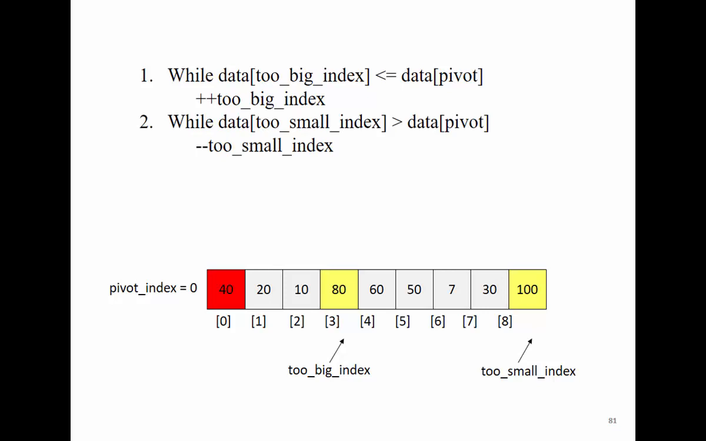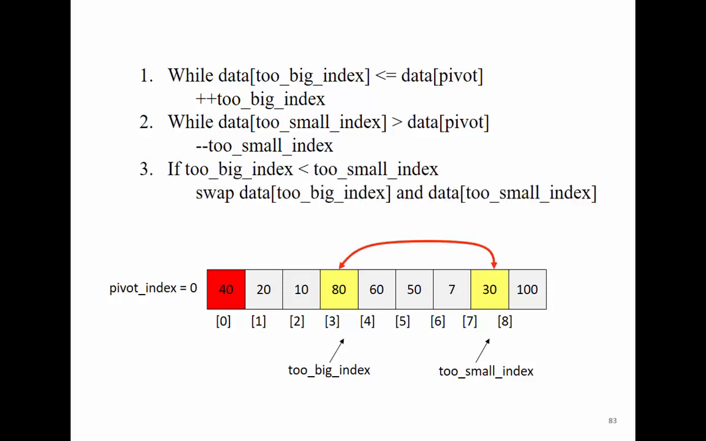We look at the index of two small. If the value at two small is greater than the value at the pivot index, we're going to decrement two small. Now you can see here, 100 is greater than 40. Yes, so please decrement two small. 30 is less than 40. Yes, we're not going to do any decrement. We're going to stop. We're going to start the swap now.